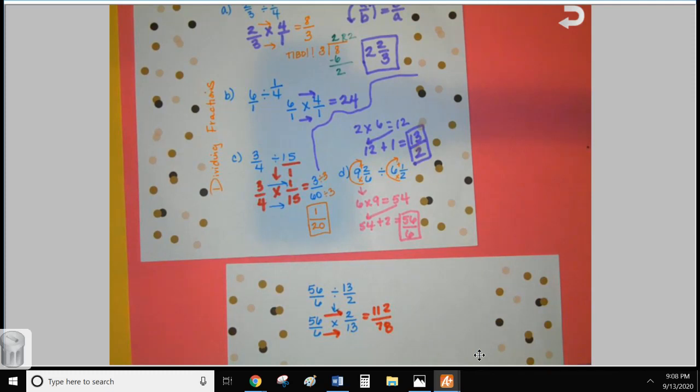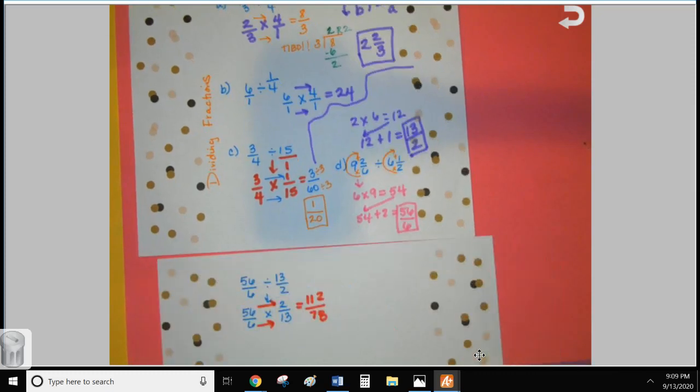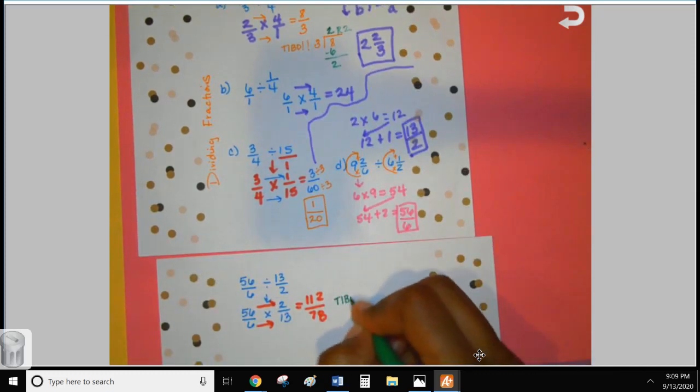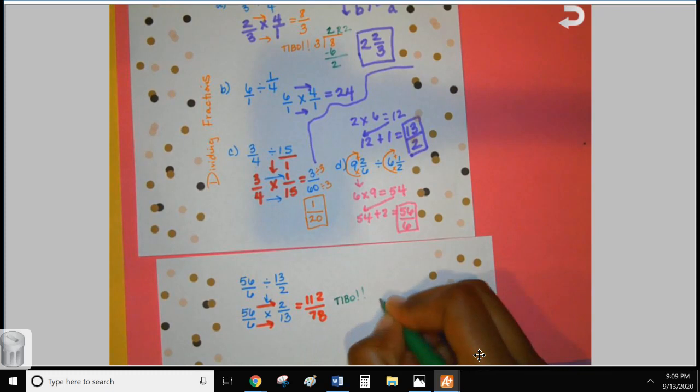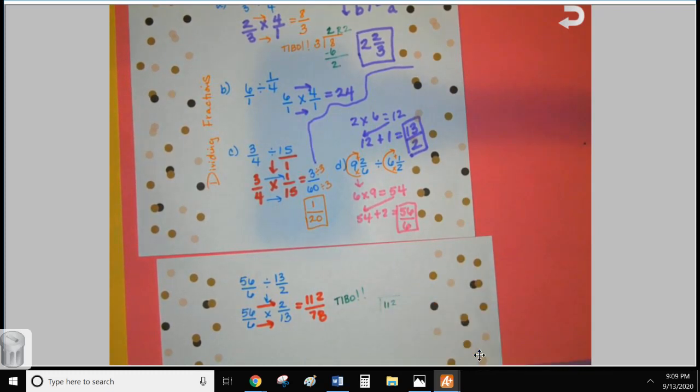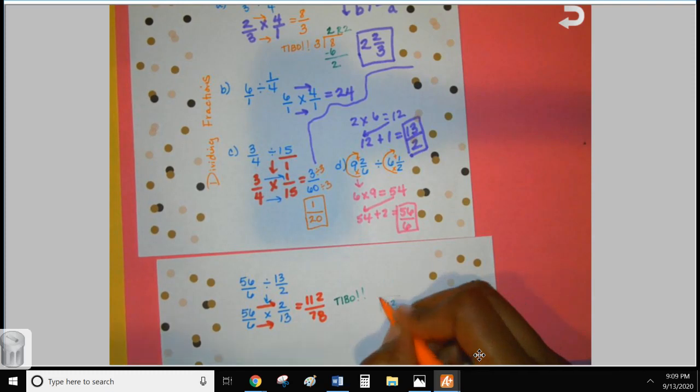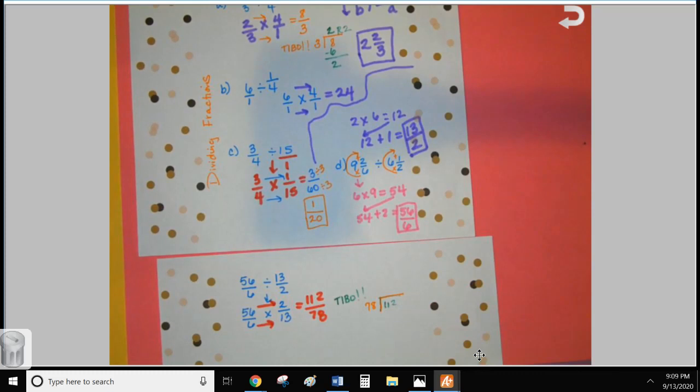Because we converted our mixed numbers to improper fractions, now our answer, of course, is improper. So we want to take our answer back to mixed. And we're going to use TIBO, top number in, bottom out. I really should throw this marker in the trash. It never works. 112 divided by 78. So then we want to think about how many times can 78 go into 112? I know that 7 times 2 is 14, so I'm pretty sure that it can only go one time. You can do some side work and see what you get.